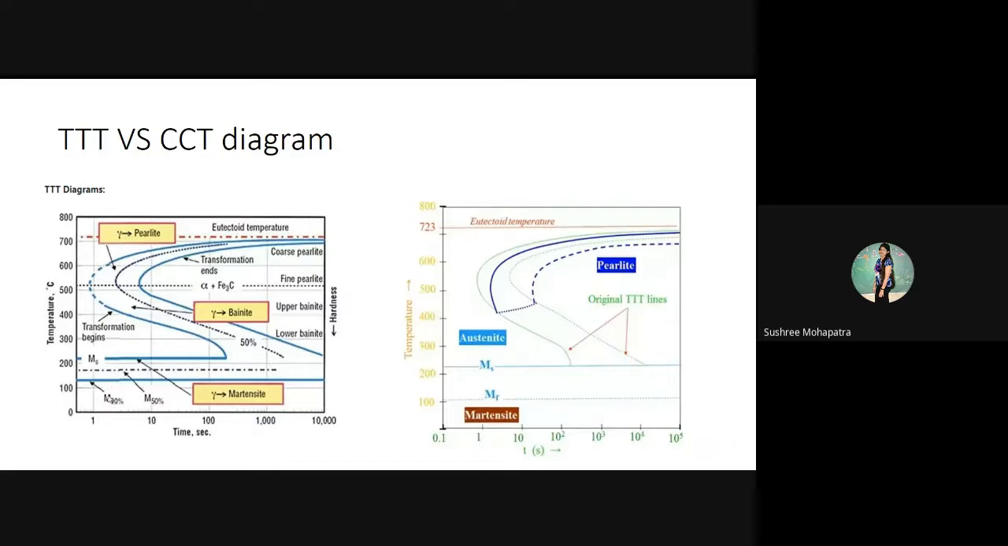You understood now? I think you people have understood the TTT diagram. Yes or no? Just tell me quickly. Yes, sir. Okay, very good.